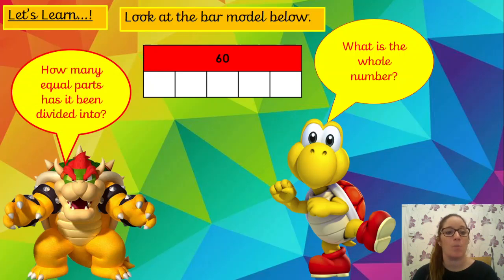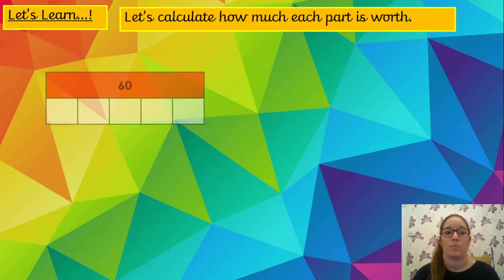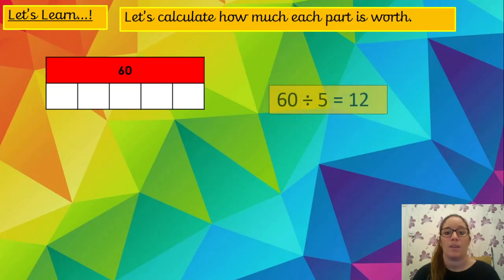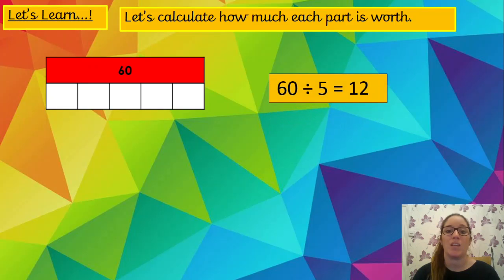How many equal parts has it been divided into? Okay, so we've got 1, 2, 3, 4, 5. So 60 has been divided into 5. So we know that each part, if we divide each part, so we're dividing 60 into 5, we know that 12 times 5 is 60. So each part is worth 12.